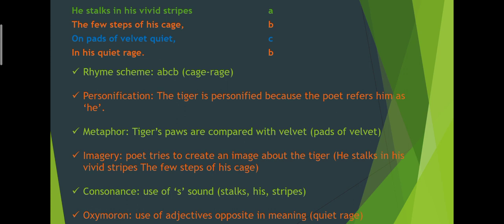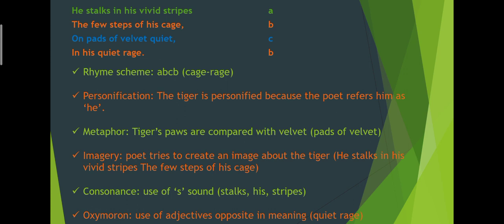And the next technique used in this stanza is consonance. Consonance means using the S sound words. S sound words means which ends with S sound. Stacks, his, stripes. These are the words which he used. There are other words also like steps. This is also another word which the poet used, and this technique is called as consonance.